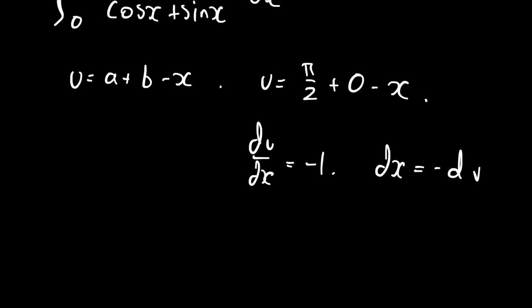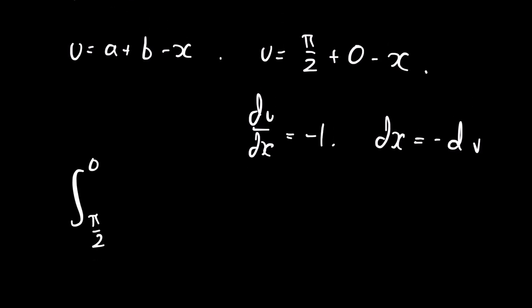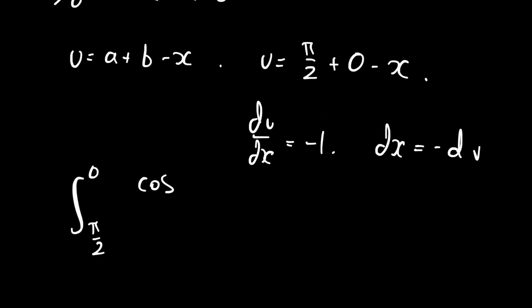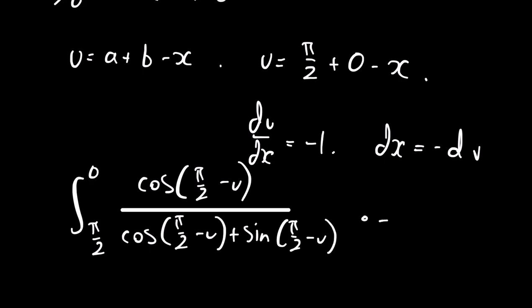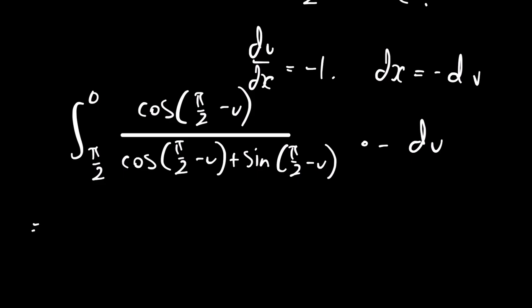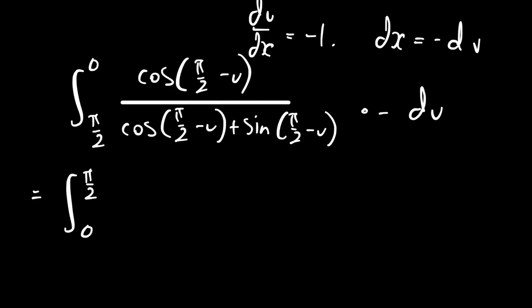This is good because the limits end up flipping, and you can use that minus in the du to flip it back. What we have is cos of pi over 2 minus u over cos of pi over 2 minus u plus sine of pi over 2 minus u multiplied by minus du. We can flip the limits, with a minus. And now, use the trig identities. Cos of pi over 2 minus x is equal to sine x, and sine of pi over 2 minus x is equal to cos x.